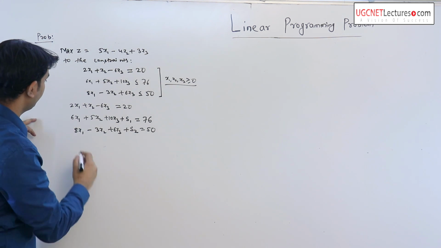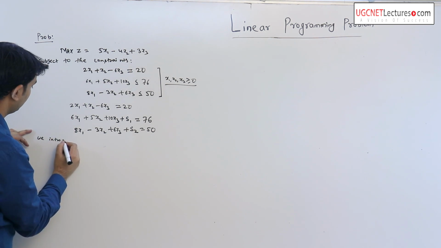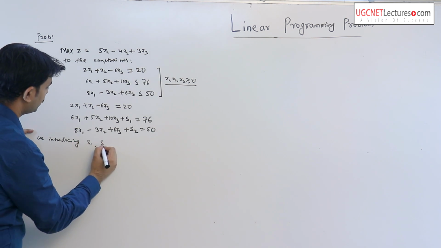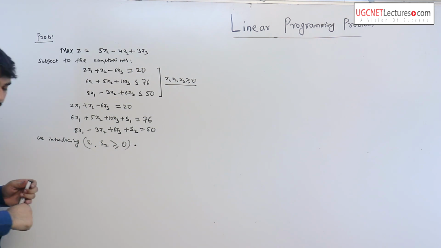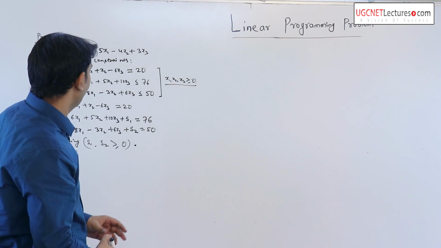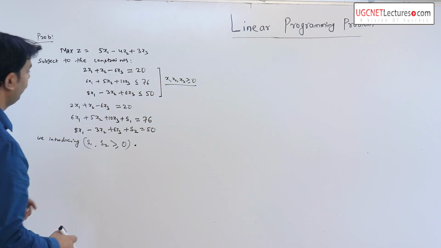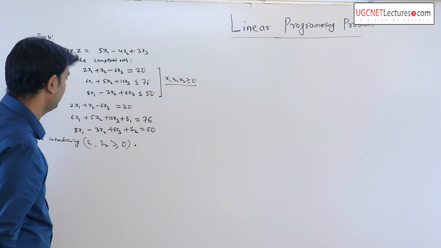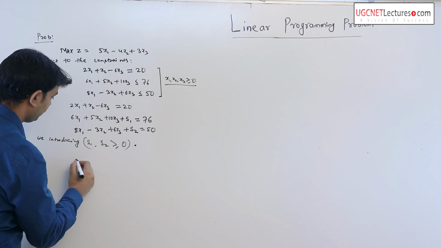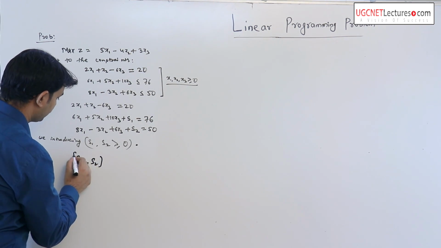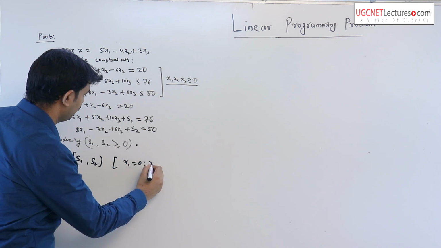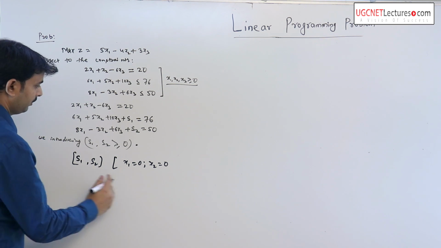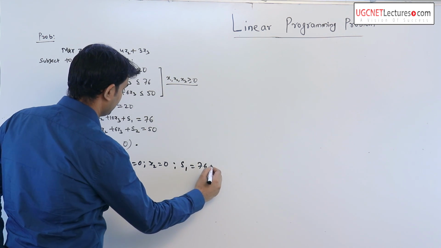To form the standard form, we introduce s1 and s2, which are also non-negative. Now if we start with the basic variables s1 and s2, meaning if we put x1 equal to 0 and x2 equal to 0, we find s1 equal to 76 and s2 equal to 50.